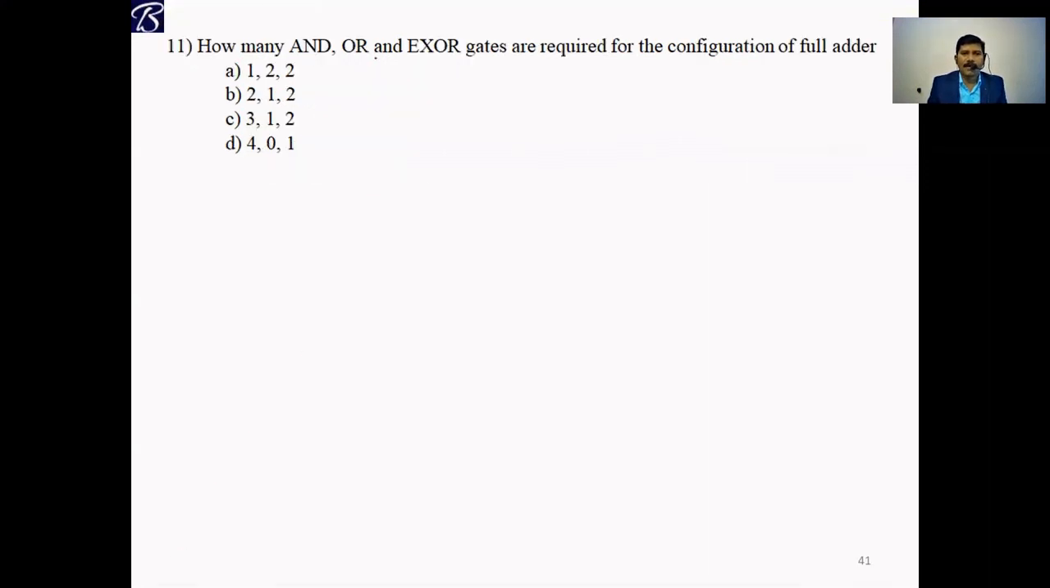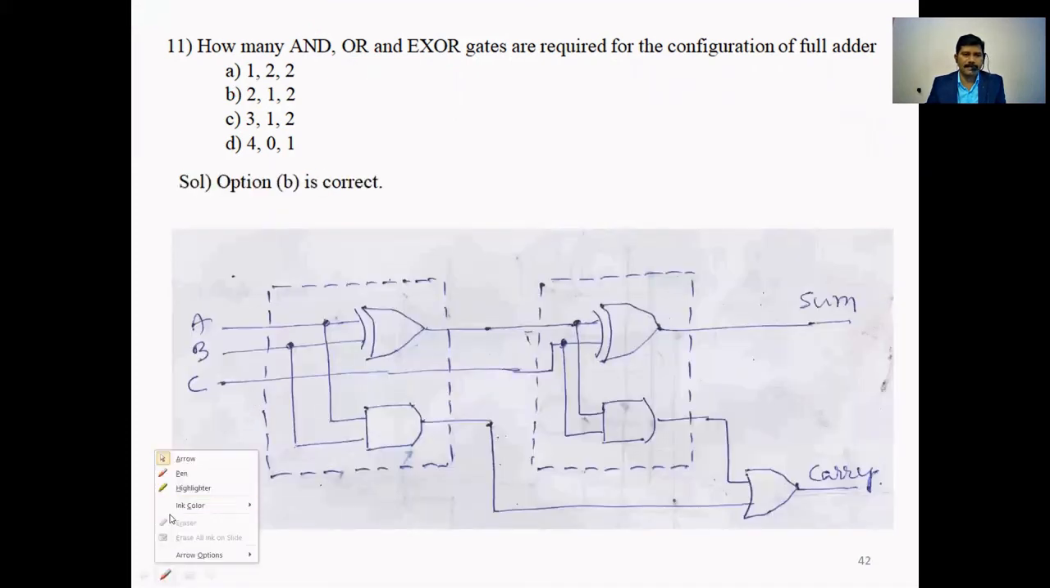How many AND or XOR gates are required for the configuration of full adder? Can remember this one, XOR gate. Okay, how many XOR gates? Two XOR gates are required and two AND gates are required and one OR gate is required. So option 2, 1, 2, option B is correct. Yeah, option B is correct.